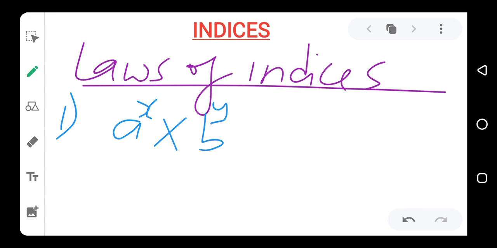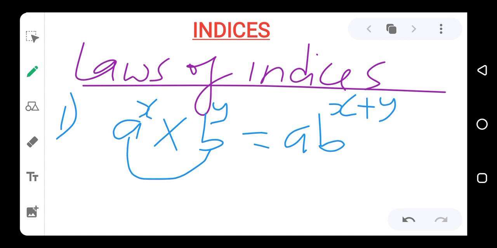According to this law of multiplication, we have to multiply the bases. The bases are this a and b. We multiply the two of them and then add the powers, just like we did in evaluation of standard form. So a times b gives us ab, raised to power, we add the powers, x plus y.